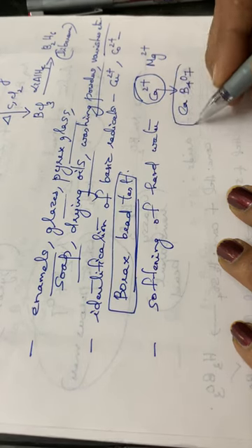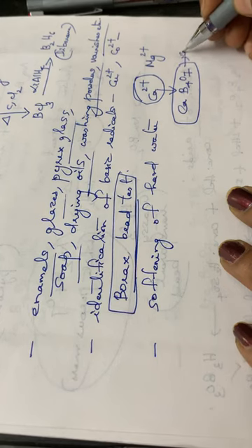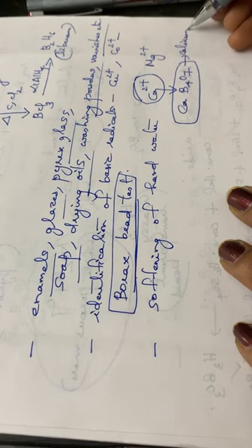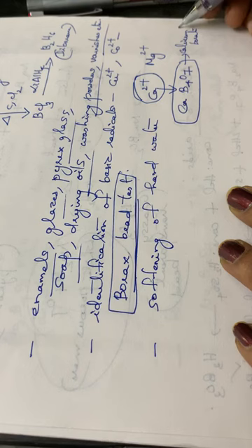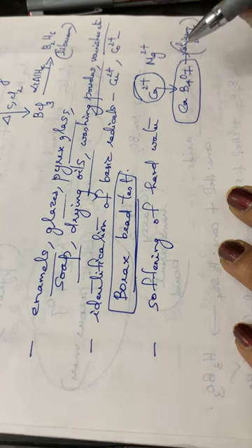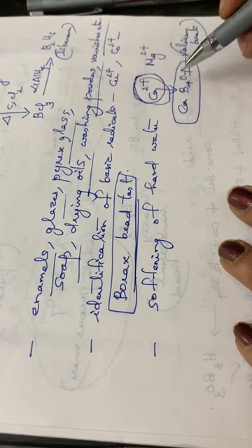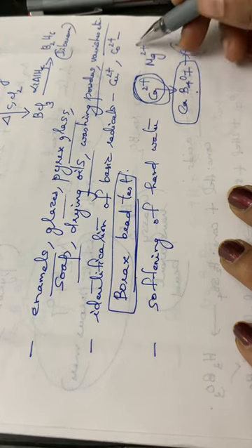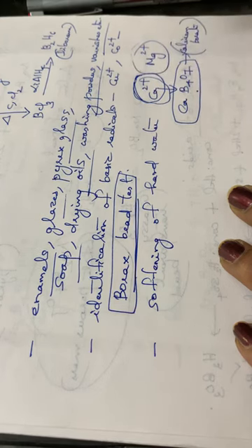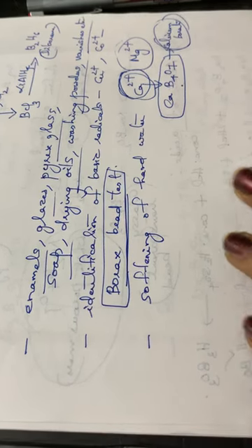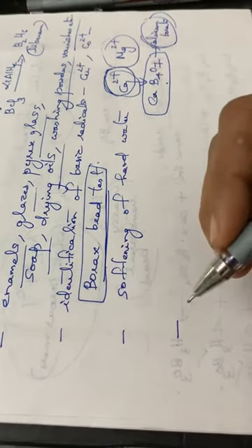That means CaB4O7 is calcium borate. Thus calcium ions are removed from this hard water. Similarly, magnesium ions can be replaced. So this calcium borate will be precipitated and we can filter that particular solution or water.